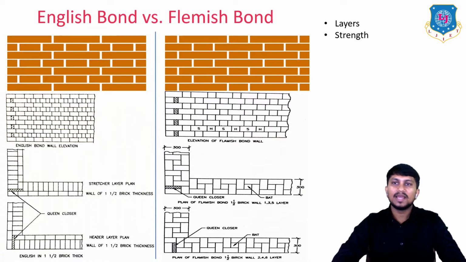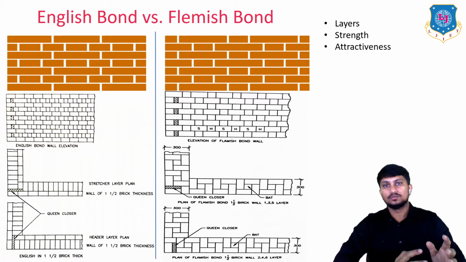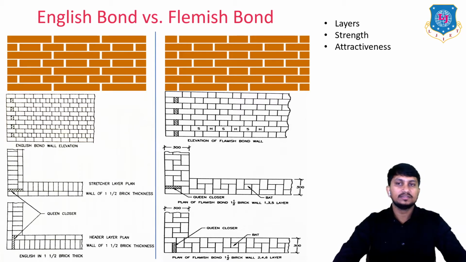Second, if we compare English bond and Flemish bond from a strength point of view, English bond has more strength compared to Flemish bond because in Flemish bond, a number of bats are used in the hearting portion, which reduces the actual strength of the wall. Based on attractiveness, Flemish bond is more attractive in nature compared to the English bond.